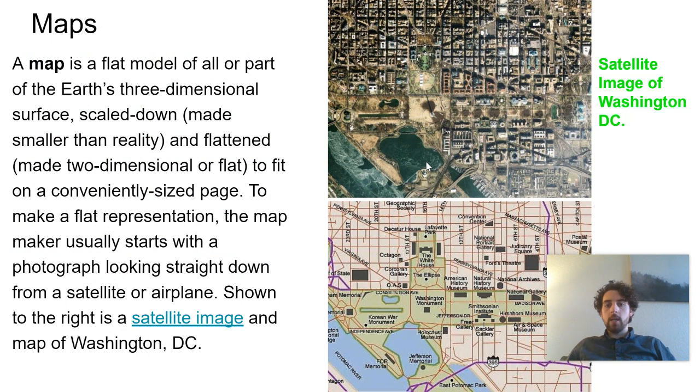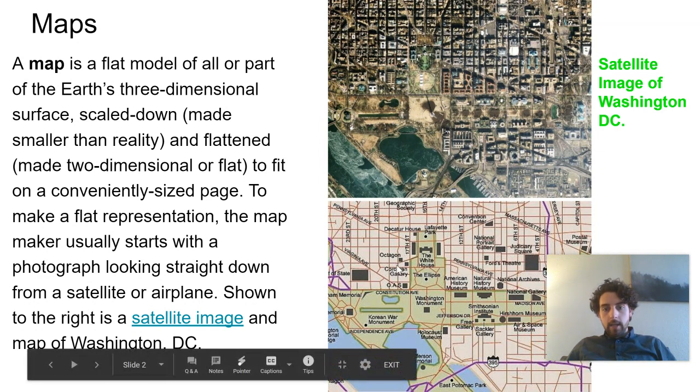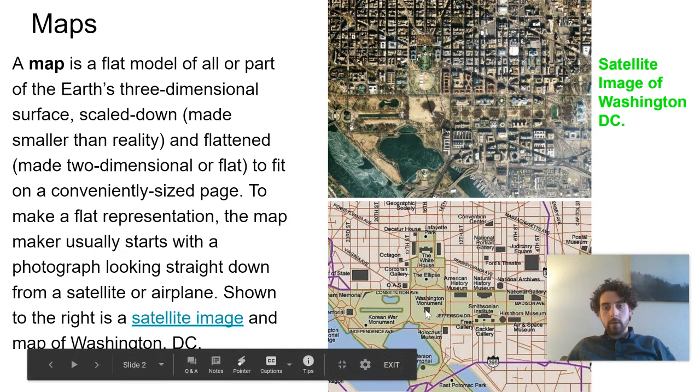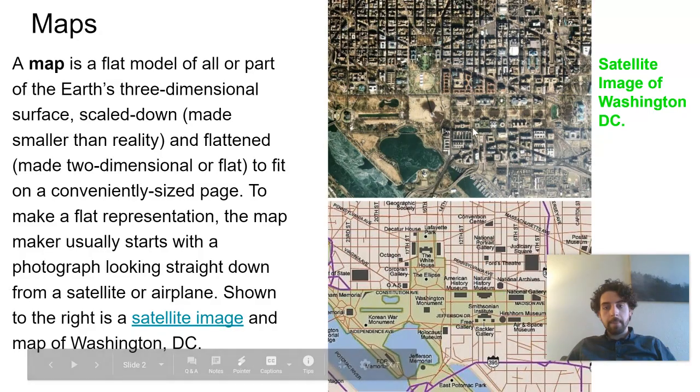Maps are usually made by taking a satellite photograph of an area like Washington, D.C., and using it to make an easier to read version of that that you can use to find your way. So, for example, if you look in this satellite image above, here's the White House, here's the Ellipse, and this is the Washington Monument. And this bay here matches this bay here.